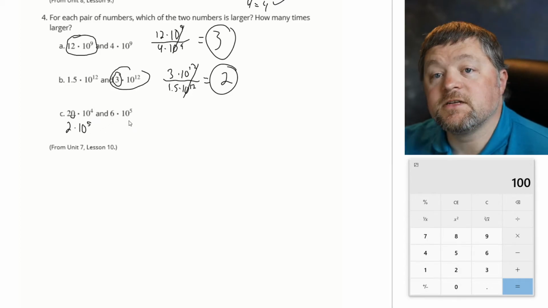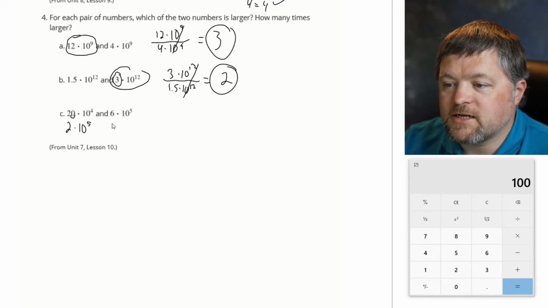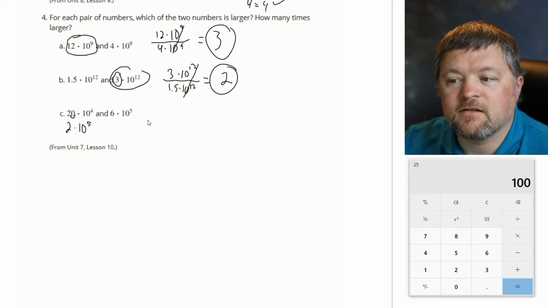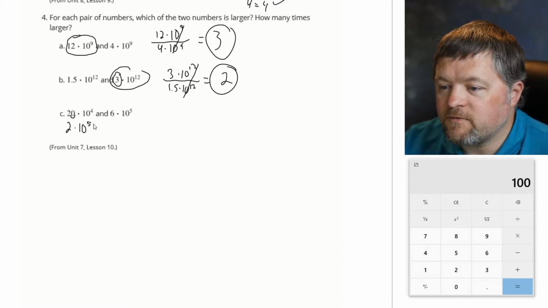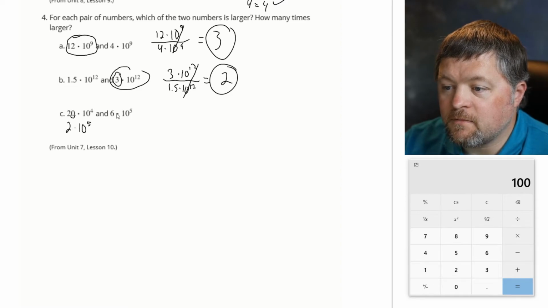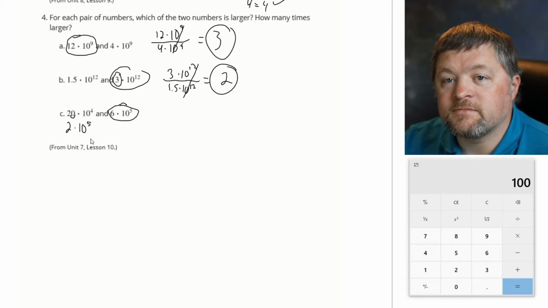So now it's a little easier to tell which number is larger. 2 times 10 to the 5 or 6 times 10 to the 5. The power of 10 is equivalent, so we can just look at the numbers. Which one's larger, 6 or 2? This number is larger. How many times larger?